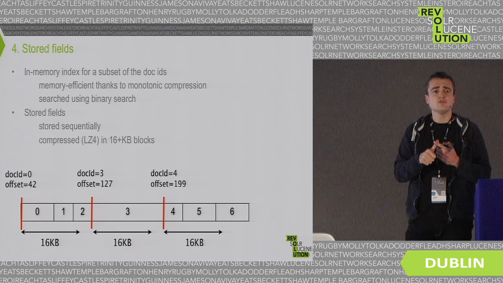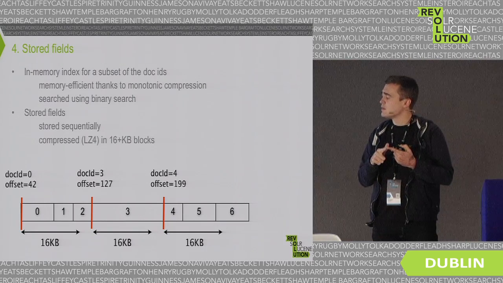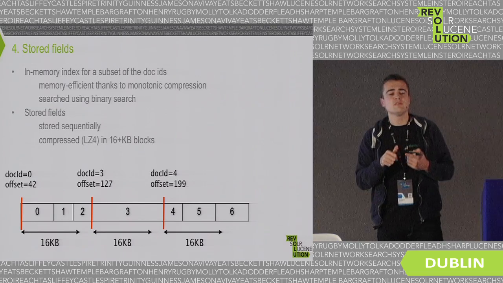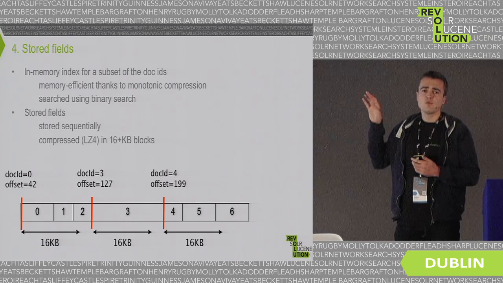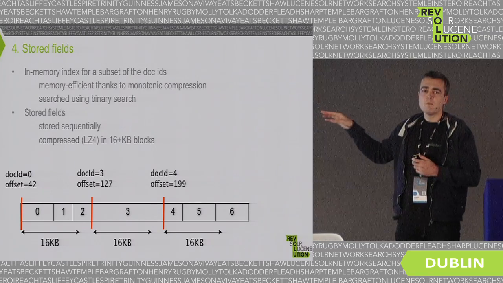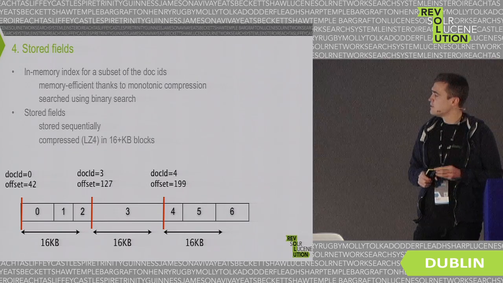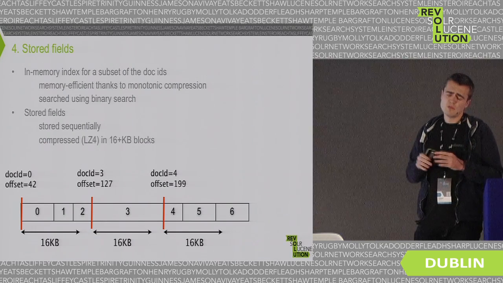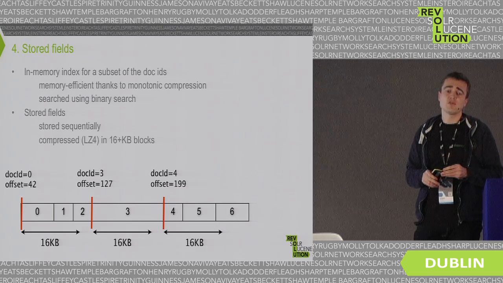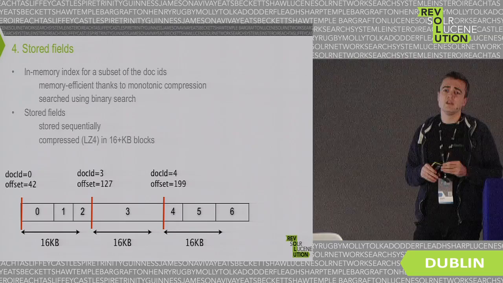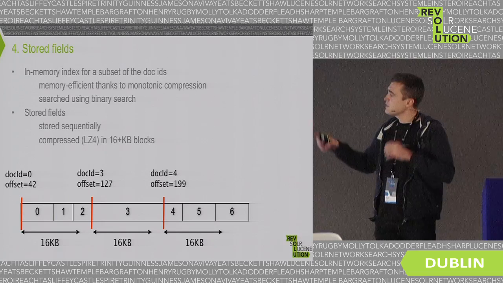So the doc ID is going to take 4 bytes because it's an integer, and the offset is a long, so it's going to take 8 bytes. In the end, one index entry is only 12 bytes, and a block is 16 kilobytes. This means that even in the worst case, your index is going to be more than 1,000 times smaller than your stored field data. If you have a 1 terabyte stored field data, the index in the worst case is going to use 1 gigabyte of memory, but actually it's going to use much less because we are compressing these index entries.